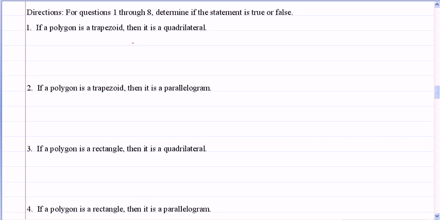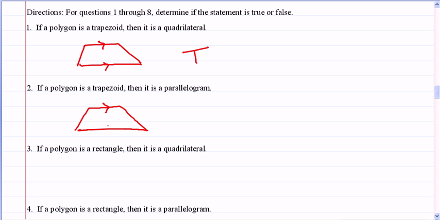So for questions 1 through 8, we just want to determine if the statement is true or false. So if a polygon is a trapezoid, then it is a quadrilateral. So a trapezoid has 1 pair of parallel sides, and a quadrilateral has 4 sides. So this is true. For number 2, if a polygon is a trapezoid, then it is a parallelogram. So a trapezoid has 1 pair of parallel sides, but a parallelogram has 2 pairs of parallel sides. So this statement is false.